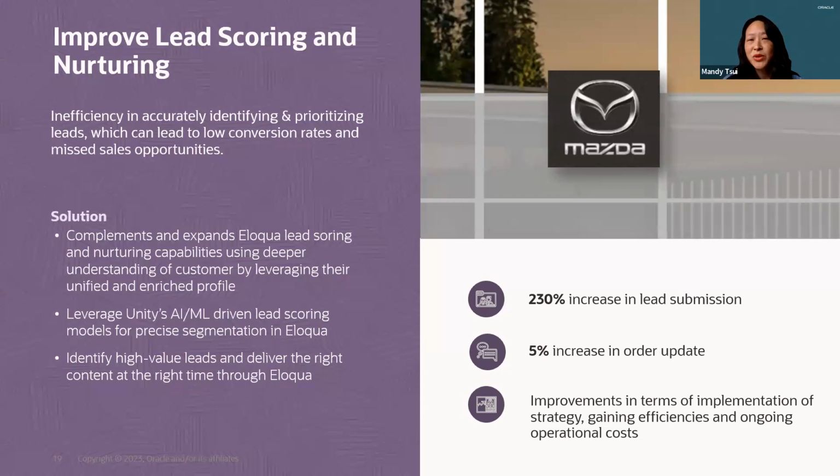They saw some amazing results here. They saw a 230% increase in the lead submissions. And from there, they saw a 5% increase in the order uptake. And some unquantifiable benefits they saw was that they were gaining efficiency and also able to improve on their operational costs because they were able to automate a lot of this process instead of having to do the manual work.